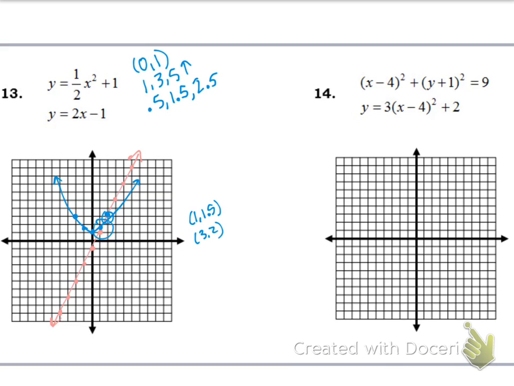My next one, we got a circle, so remember we flip both of them, so it's 4, -1. We square root the 9 to get the radius, so right 4, 1, 2, 3, 4, down 1, and then I go out 3 every direction.